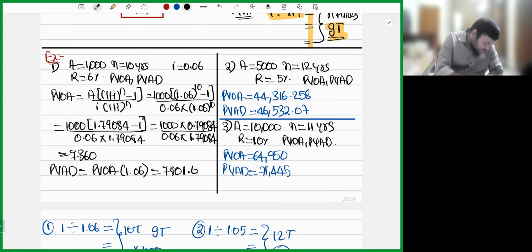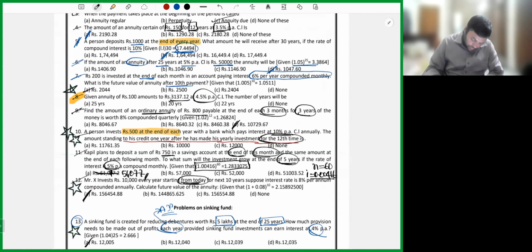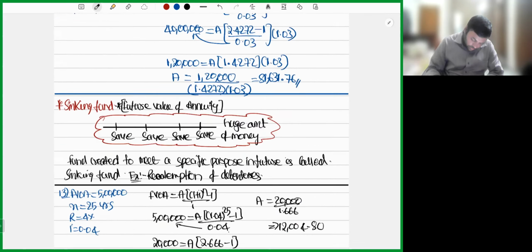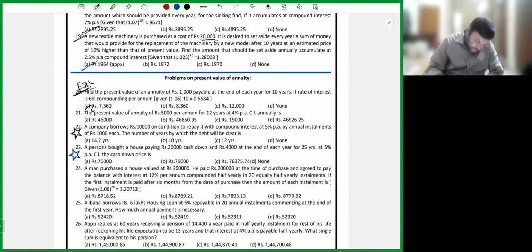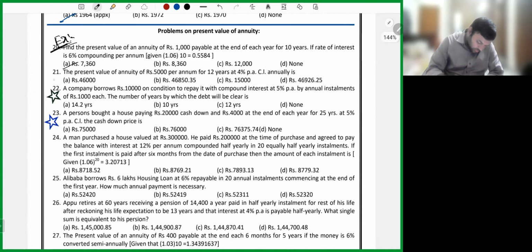How much did we get as the answer here? We got the answer as 7360. Present value of ordinary annuity 7360. So this is your question number 20, and the answer is 7360. Okay. Next. Now let's go for question number 21.